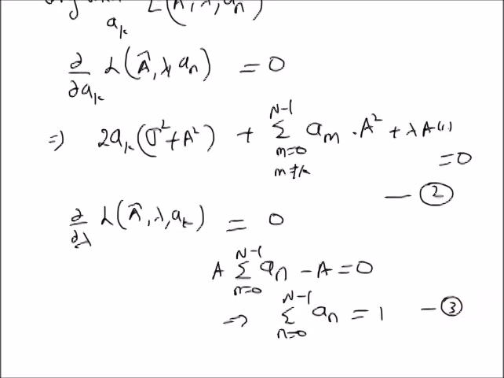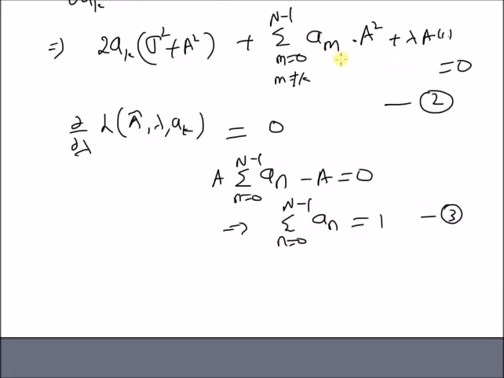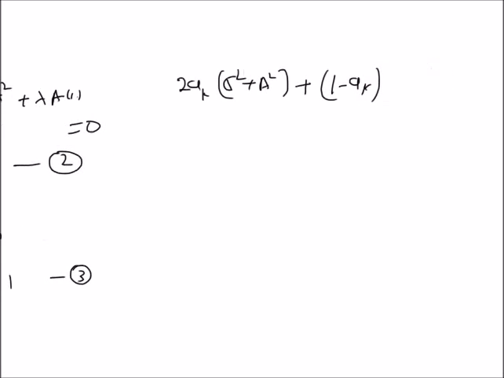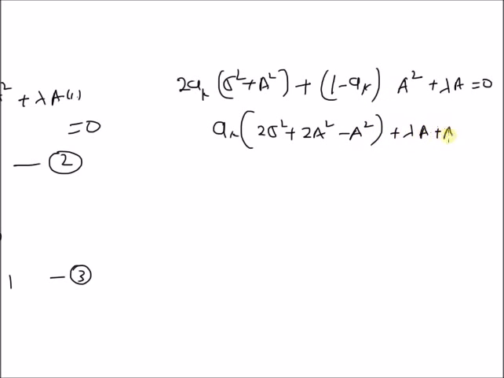Let us call this equation 3. So by using this equation 3 and inserting it in equation 2, we have 2 into a_k into sigma squared plus a squared plus, and since the summation is equal to 1, this should be 1 minus a_k, into a squared, plus lambda into a is equal to 0. Now by rearranging the terms that are related to a_k, we have a_k into 2 sigma squared plus 2a squared minus a squared, and the rest of the terms are plus lambda a plus a squared is equal to 0. Therefore, a_k is equal to a squared plus lambda a divided by 2 sigma squared plus a squared. Let's call this equation 4.